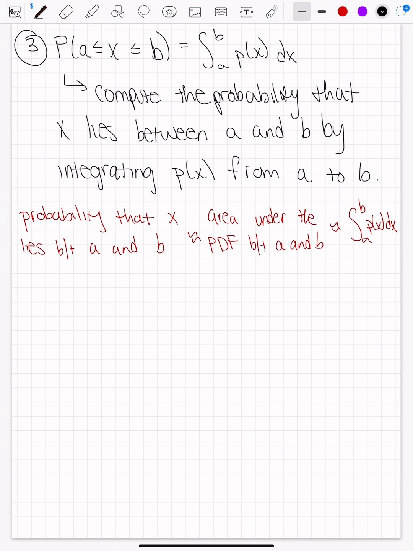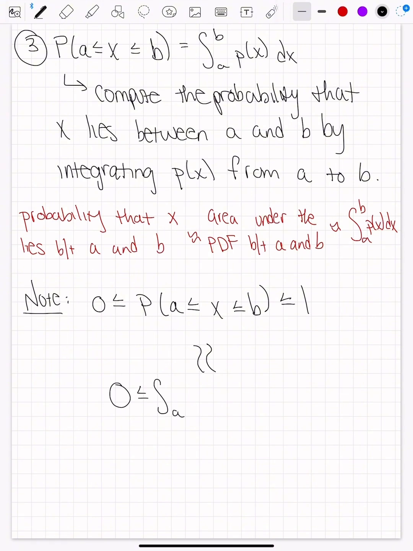Right, so the important things to take away is that probabilities are always between 0 and 1, which also translates to the fact that the area under the curve of a PDF is also between 0 and 1.